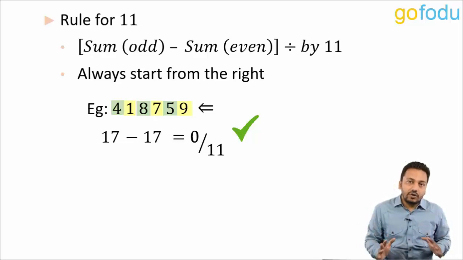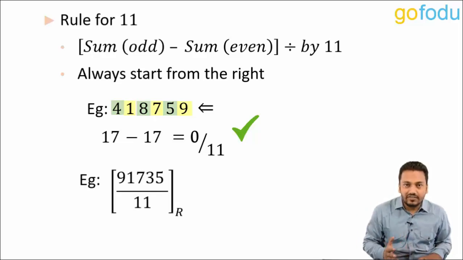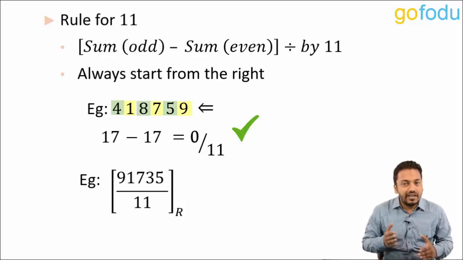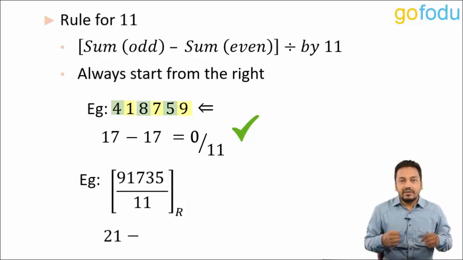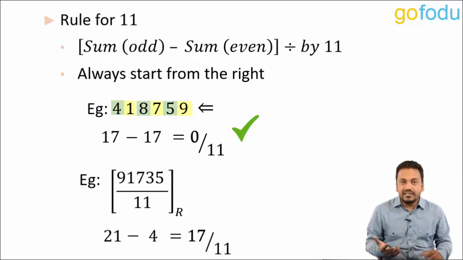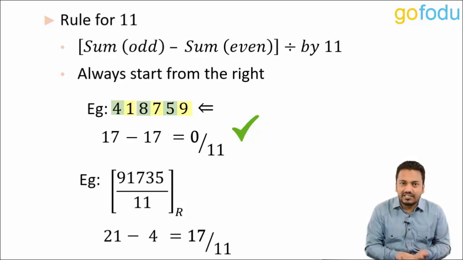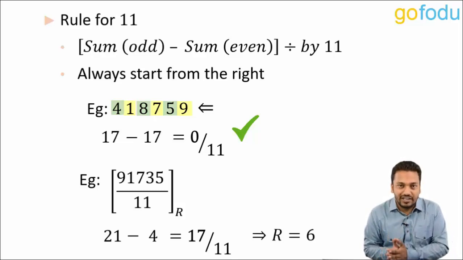Again, same logic for remainder calculation. Let's say we have a number 91735 divided by 11. Sum of odd places is 5 plus 7 plus 9, that is 21. Minus even places is 3 plus 1, that is 4. We got 17. And 17 by 11, remainder is 11 ones are 11 and the remainder is 6. So on dividing 91735, the remainder will be 6 only.